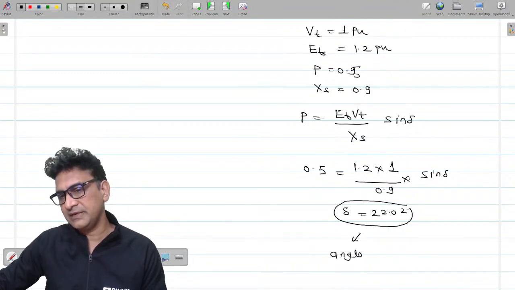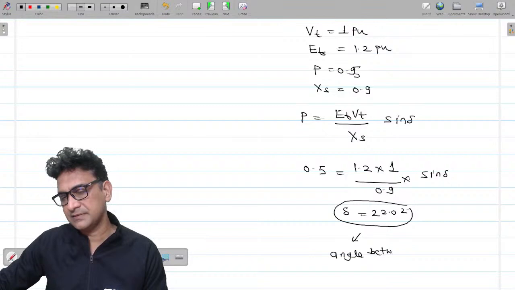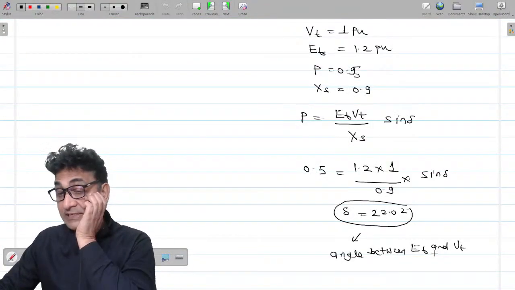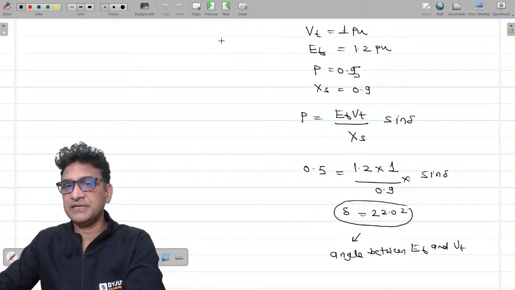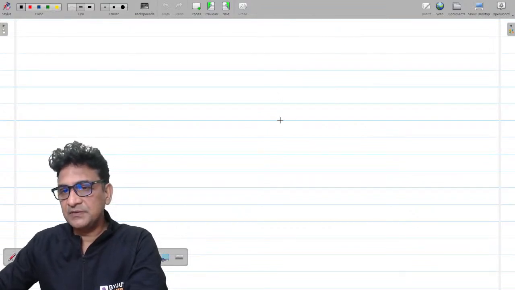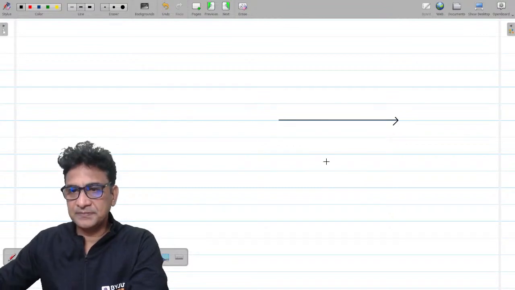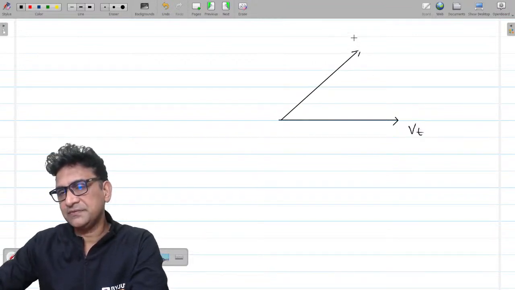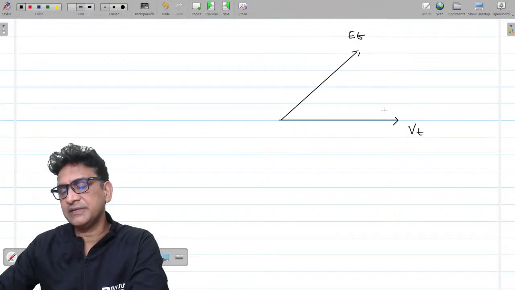What is the load angle? It is the angle between EF and Vt. Now we are talking about alternator. In alternator, EF always leads the Vt, so the delta is always positive in case of alternator. Clear? See, suppose if you roughly draw this, this is my Vt, and this is EF. EF is leading the Vt in case of alternator.